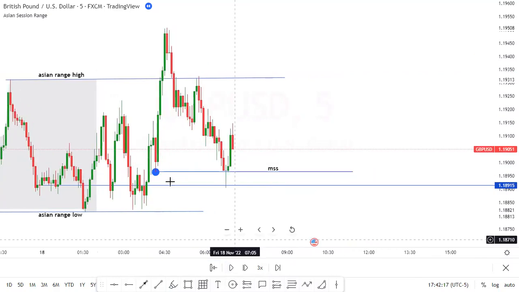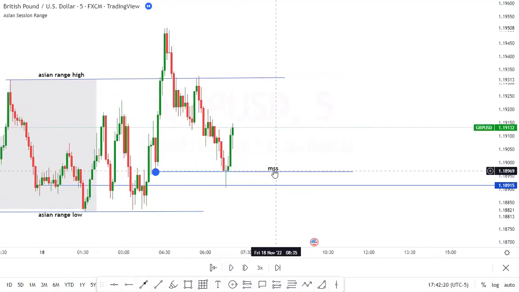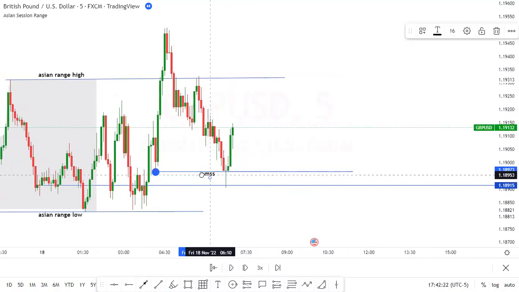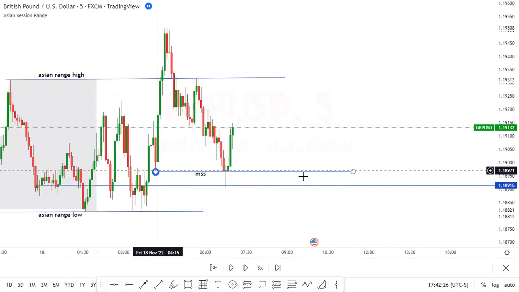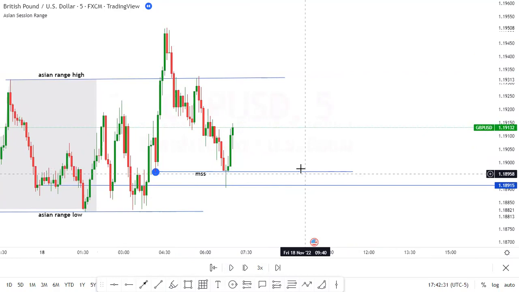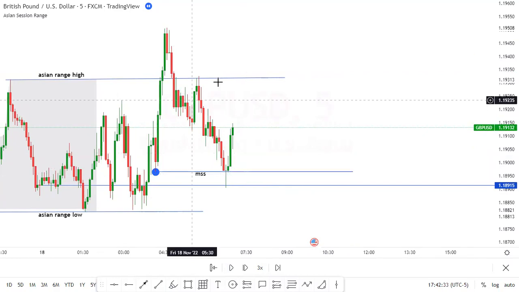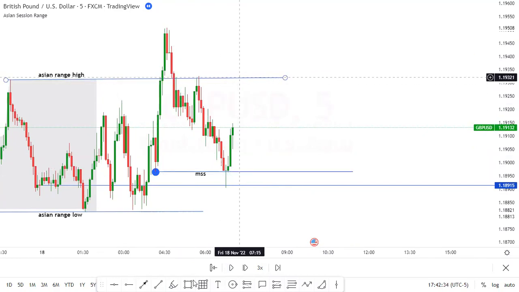Yes, you see, this is a market structure shift now. You see the market, this now is a market structure shift here, because the market has taken out this low. So this is a market structure shift. So now I'm actually going to spot where I'm going to see any fair value gap there.